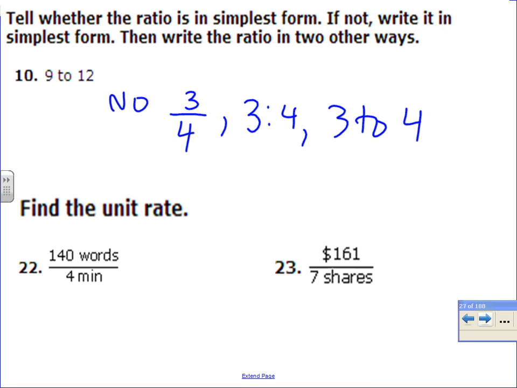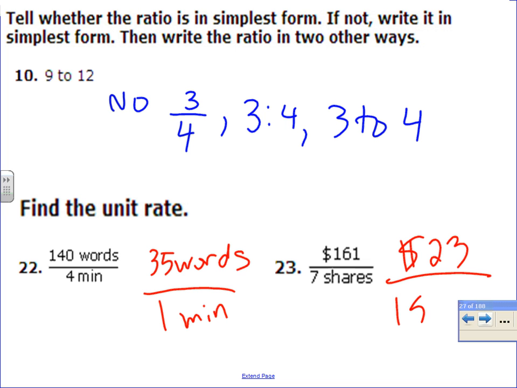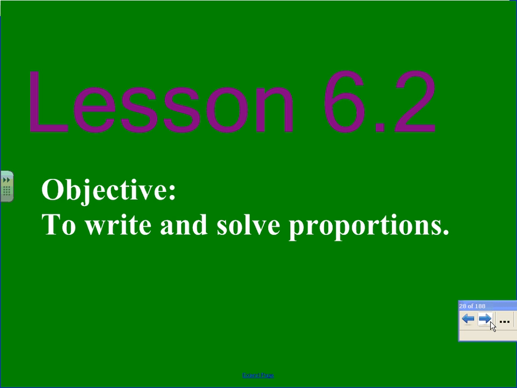Okay, number 22 for unit rate. Annalise, what did you get? Awesome. Briar, what'd you get for the next one? Great job. Okay, questions on that before we go over homework? Okay, let's go over practice 6.1. All right, so you guys had to do all of it.